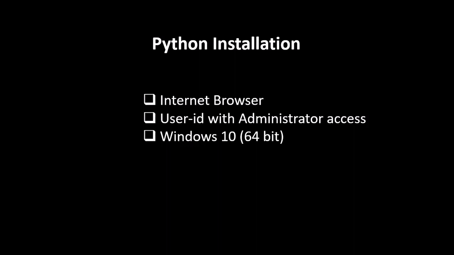We are going to install on a Windows 10 64-bit operating system, and we are going to install Python 3.10 version of it. Okay, so we'll get into the installation demo.